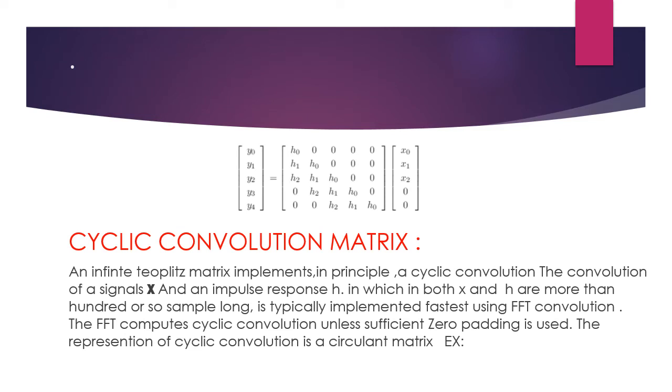Let us discuss the cyclic convolution matrix. An infinite Toeplitz matrix implements, in principle, a cyclic convolution of a signal x and the impulse response h, in which both x and h are more than 100 or so samples long. It is typically implemented faster using FFT convolution. The FFT computes cyclic convolution unless sufficient zero padding is used. The representation of cyclic convolution is a circulant matrix.